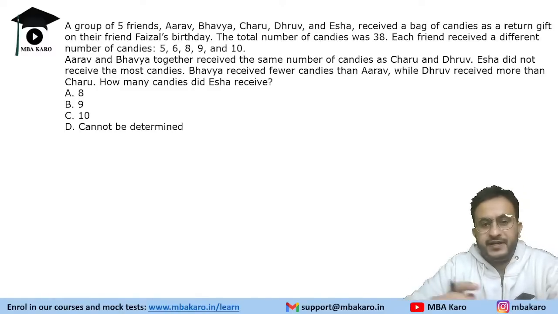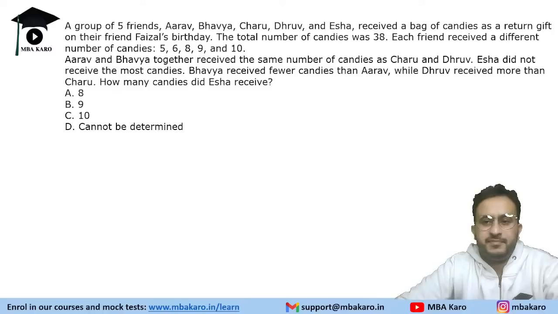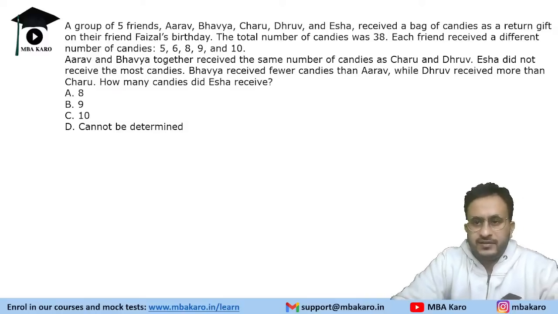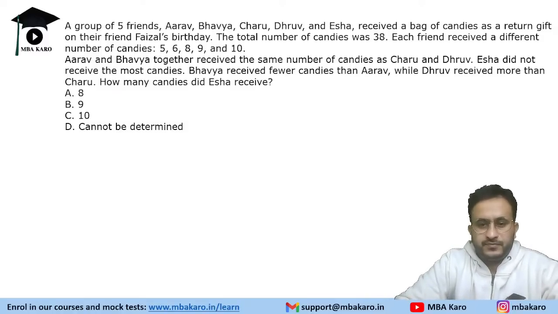So there are five friends, A, B, C, D, E. They received a bag of candies as a return gift from their friends. There was a total number of candies, and each friend received a different number of candies. So you need to tell how many candies Isha received.